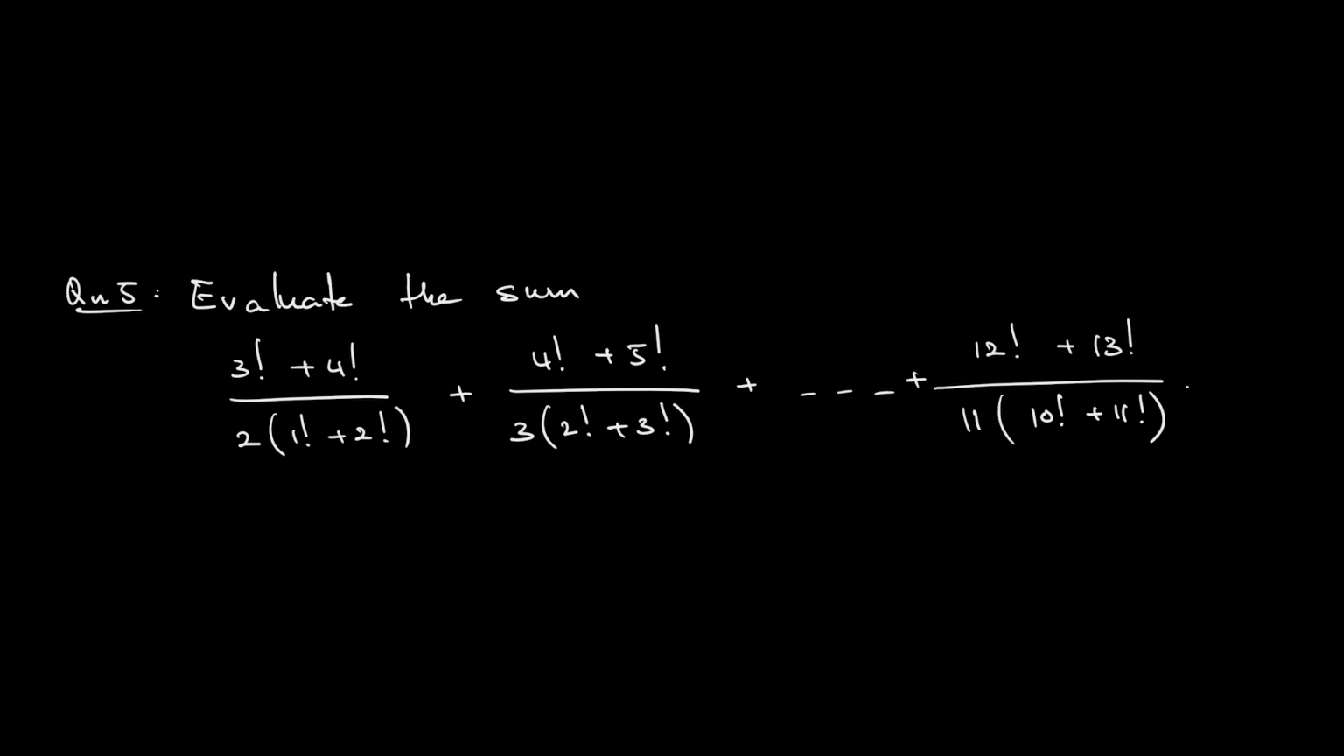Next, question 5. The question asks you to evaluate this sum. The sum of fractions, whereby the first fraction is 3 factorial plus 4 factorial divided by 2 times 1 factorial plus 2 factorial. The second fraction is 4 factorial plus 5 factorial divided by 3 multiplied by 2 factorial plus 3 factorial, and so on, all the way until the last fraction is 12 factorial plus 13 factorial divided by 11 multiplied by 10 factorial plus 11 factorial. So let's try.